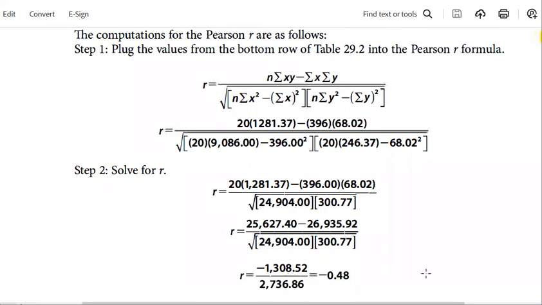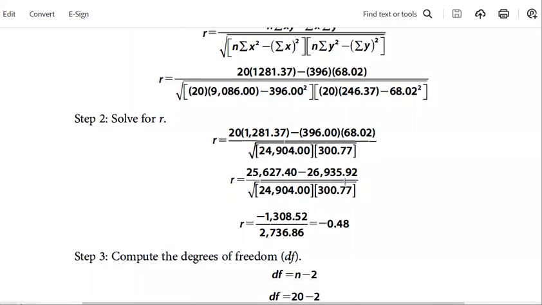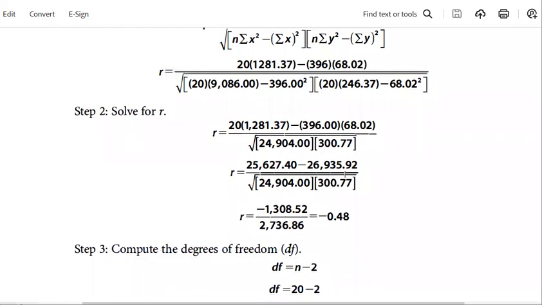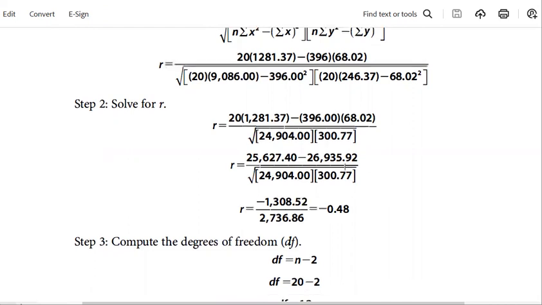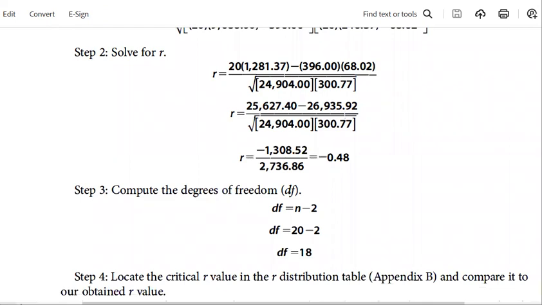And that solves down to a numerator of negative 1,308.52. The denominator is 2,738.86, and that solves to a Pearson R value of negative 0.48. Now, the degrees of freedom formula for a Pearson R is the sample size minus 2. So our degrees of freedom for this particular example are 18.